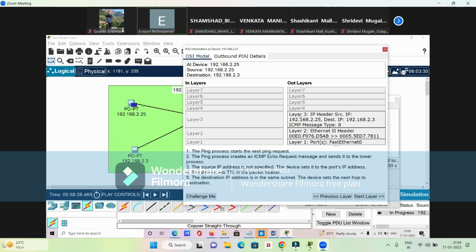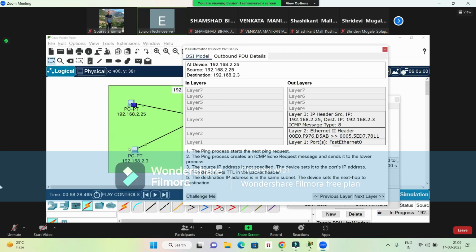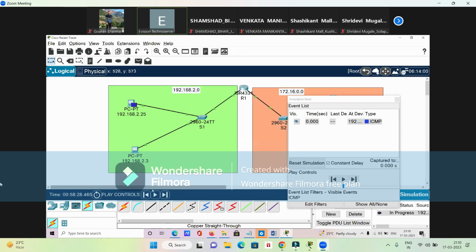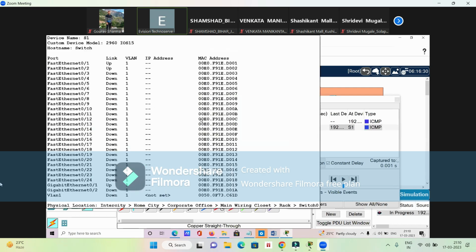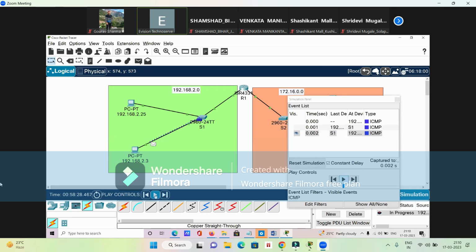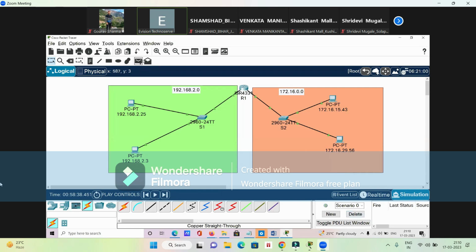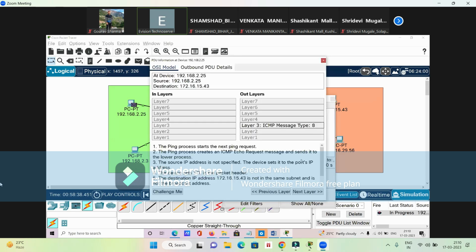So 2.25 very well knows the MAC address of 2.3, and that's the reason he can add layer 2 information very easily. And since he can add the layer 2 information very easily, the packet is ready for traversal, and it is read by the switch because it reads the MAC address, and appropriately it is delivered to the destination.